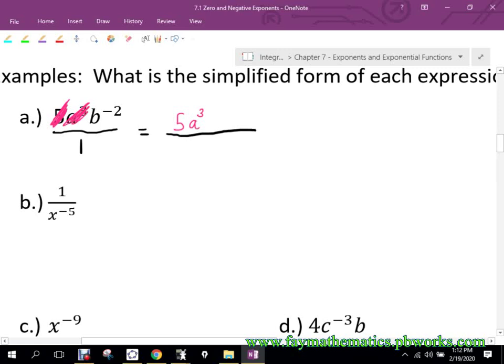Now I go to the next base, B to the negative 2. Is that positive or negative? Negative. So where does it go? Goes to the bottom.